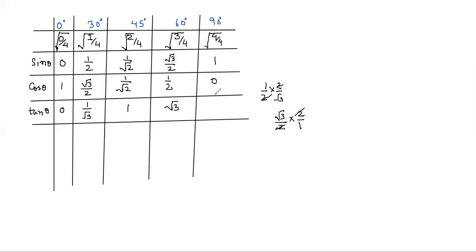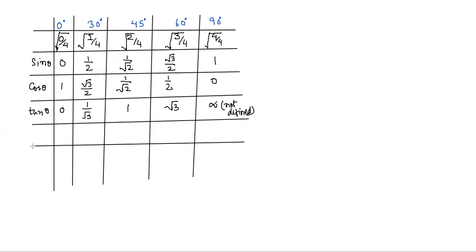And 90 degree is 1 upon 0. In the denominator, you are getting 0. So that means it is not defined. Whenever you have 0 in the denominator, we say that this is not defined. So I hope you are able to get the value of three very important trigonometric ratios: sine theta, cos theta, and tan theta. Now is the turn to get the value of cosec theta, sec theta, and cot theta.